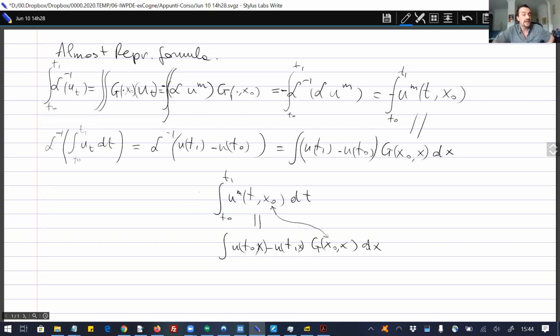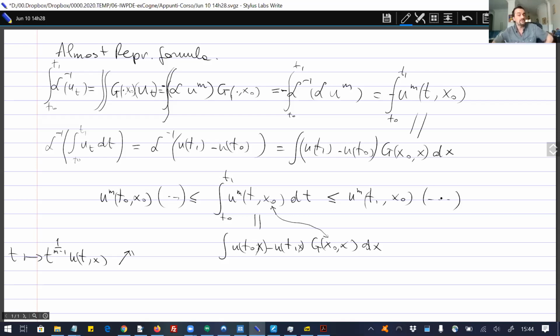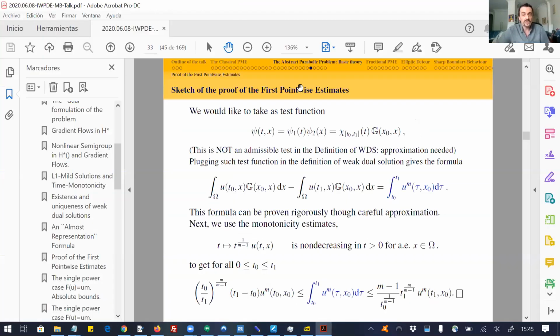Now you use the monotonicity and you say that there is a function, remember, which is t to the one over m minus one, u of t x, which for almost all x is monotone increasing. So here we can put the first value. So here you have u to the m, t0, x0, and then you compute the integral. And it's explicit. And here you have, this is less or equal than u to the m at time t1, x0, and then you compute the integral. And it's an explicit expression. I mean, you have to compute the integral of this guy between t0 and t1. And what you get after doing this very easy computation is what I show you here now.